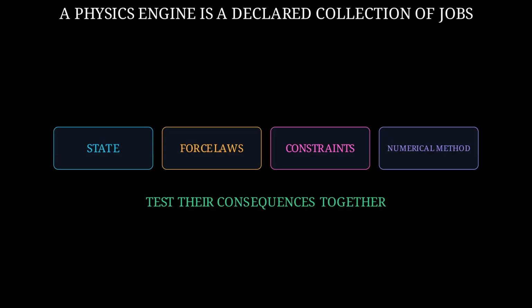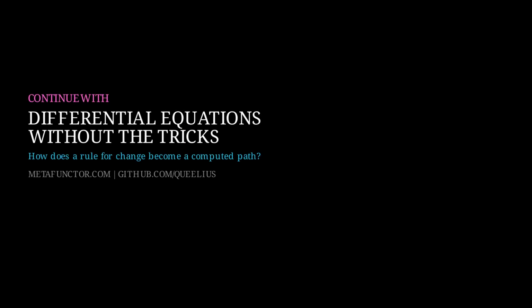A physics engine is not one formula that knows what should happen. It is a declared state, a collection of force laws and constraints, and a numerical method whose consequences we can test. This idealized landing is not flight guidance and not a detailed asteroid surface model. It is something more useful for our purpose, one complete, inspectable Newtonian claim. We built the landing by asking each equation to do one clear job and by checking the combined result instead of trusting the pieces separately.